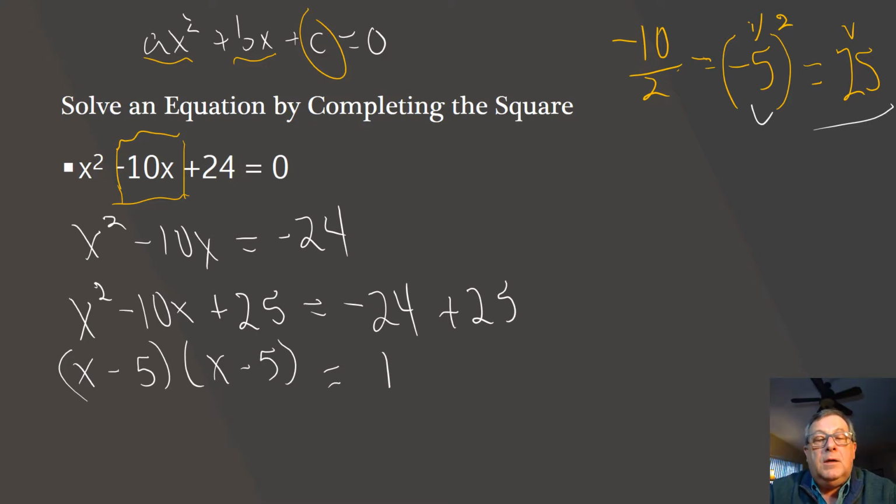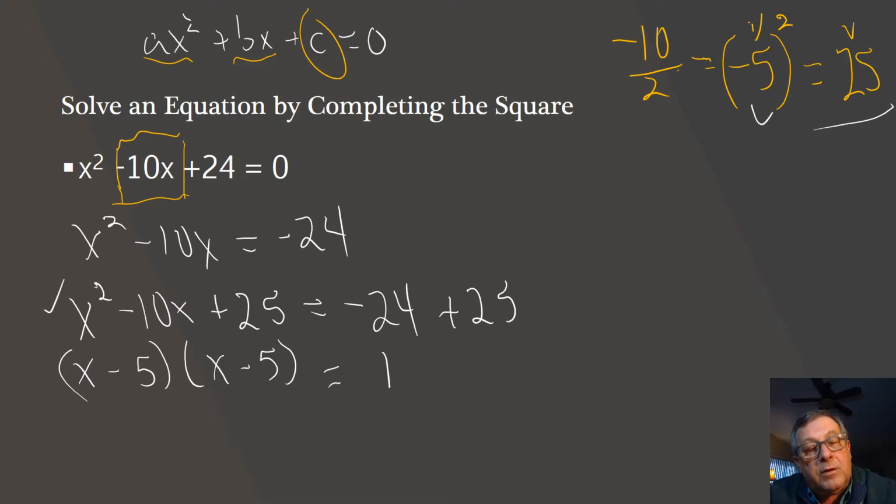Now, if you don't think that's true, we could FOIL that back. X times x is x squared. X times negative 5 is negative 5x. Negative 5 times x is negative 5x. Negative 5 times negative 5 is 25. I combine the like terms. I get x squared minus 10x plus 25, right back where I started.